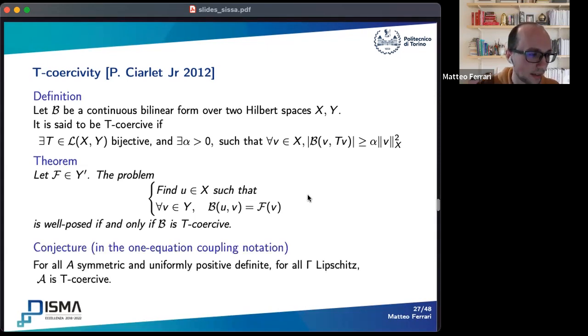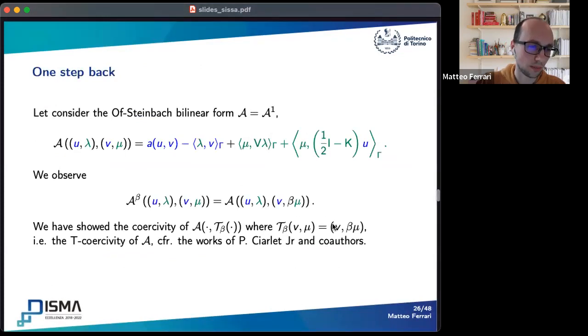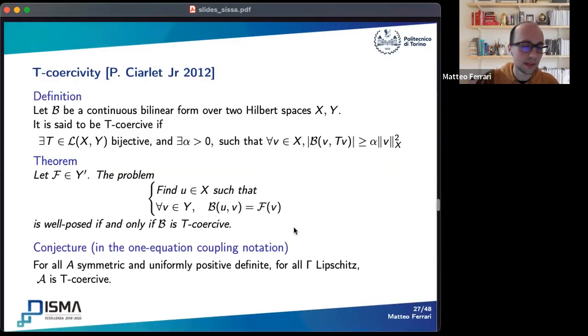And so the final conjecture that I said at least three or four times is that for all gamma everything works, in the sense, in other words, that A is T-coercive. Why do I say this? Because I have found an easy T: just the multiplication by this beta. But maybe there is a more complicated one, a combination of bounded integral operators, something more complicated, such that the stability is preserved for all gamma and not only for the circle. That is what we have at the moment.